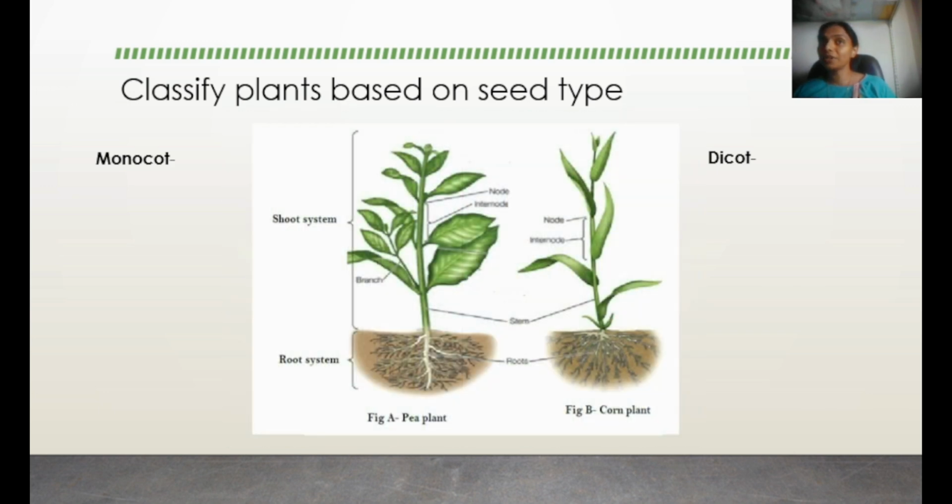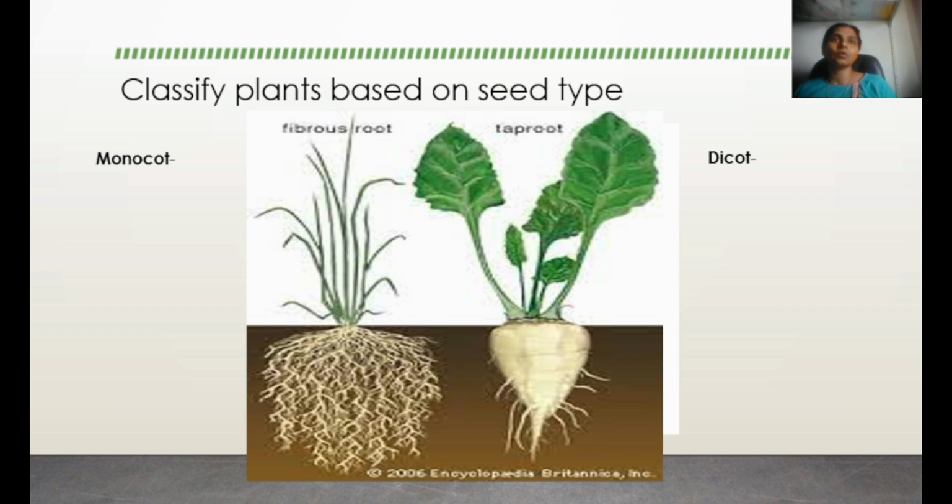Also look at the root network. There is a difference in the root system also, about which we will learn when we learn about the root system. The monocot plants will have a fibrous root system. What is a fibrous root system? As you can see, there is no central main thick root, but rather the roots are spread out and form a hairy system right from the base, which is spread out, right?